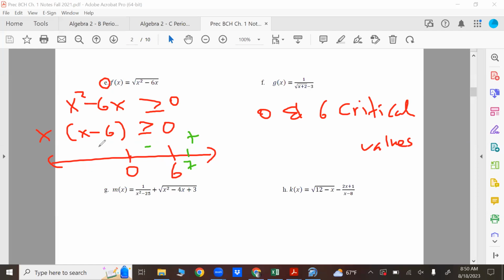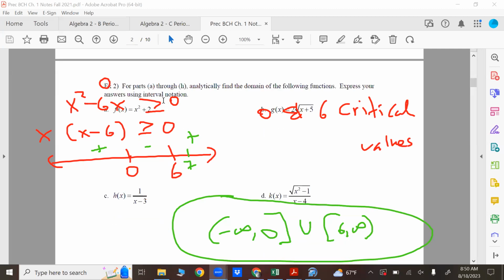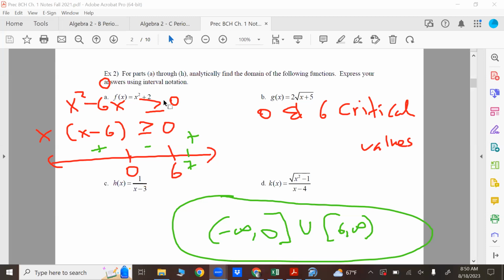Okay, so we know that's negative and positive, so let's write the final answer. The final answer is going to be this: negative infinity to 0, but 0 is included because it's a square root, not a fraction, and from 6 to infinity. So that's your final answer. And I think we just asked for domain. Is that right? Yeah, we don't care for anything else. So anyway, okay.